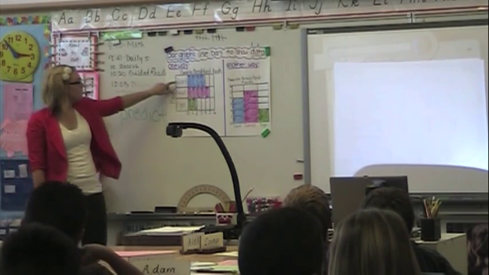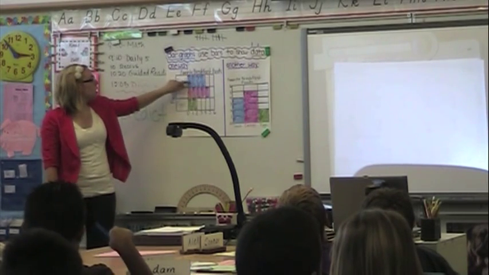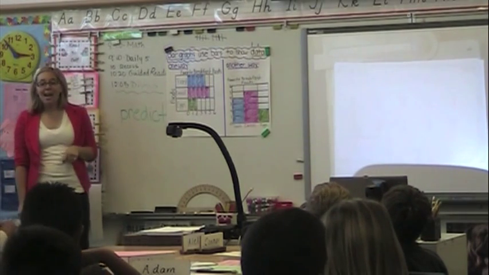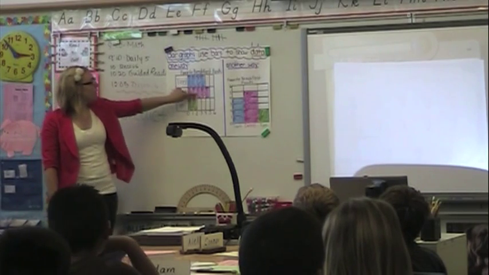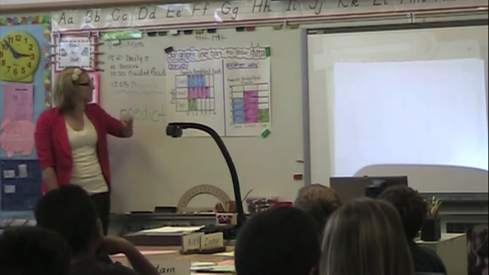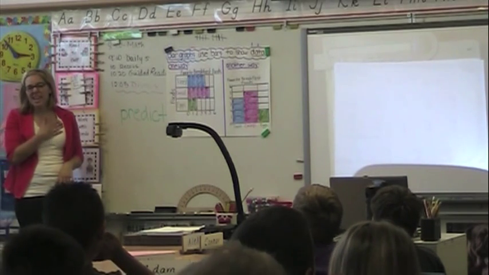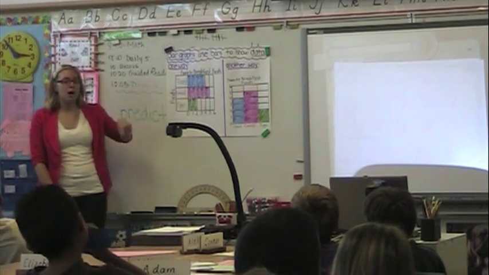So toast got 4 tally marks. So 4 people voted for it. So they filled in 4 boxes. Cereal got 5 tally marks. So 5 kids like to have cereal for breakfast. So they filled in 5 little rectangular boxes. And then eggs only got 2 votes. And I'm not a big fan of eggs, but some people really like eggs. But eggs only got 2 votes, so they filled in 2 boxes.